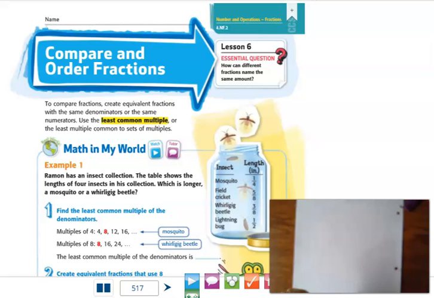Hello, we are on Chapter 8, Lesson 6. We are comparing and ordering fractions, and our essential question is how can different fractions name the same amount?